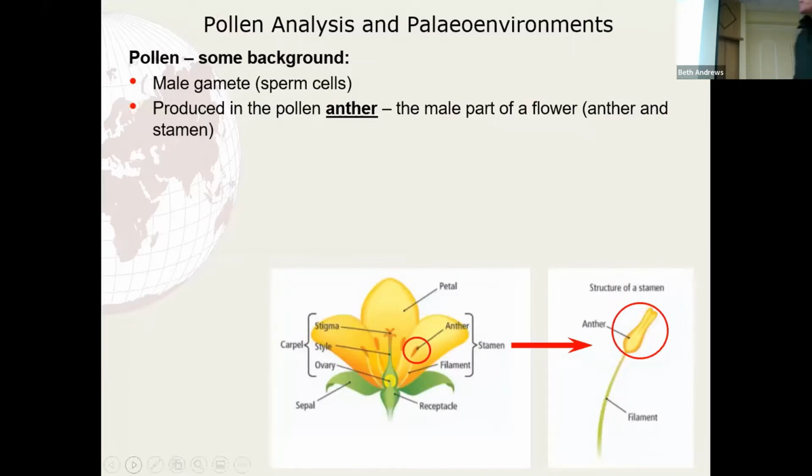Okay, so pollen. I would say, hand on heart, that everyone in this room knows what pollen is. But when I speak to undergraduates, 17, 18-year-olds, a lot of them do not know what pollen is. So it's the male gamete, the male sex cell, and it's produced in the anther of a flower. And the anther is part of the stamen.